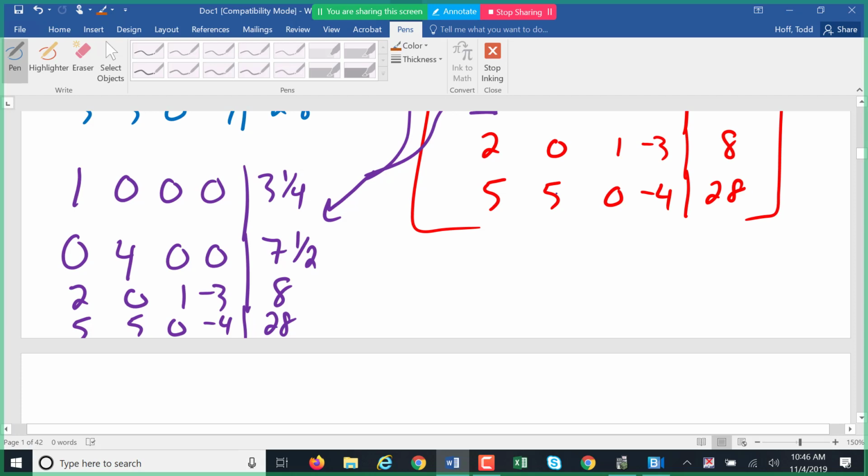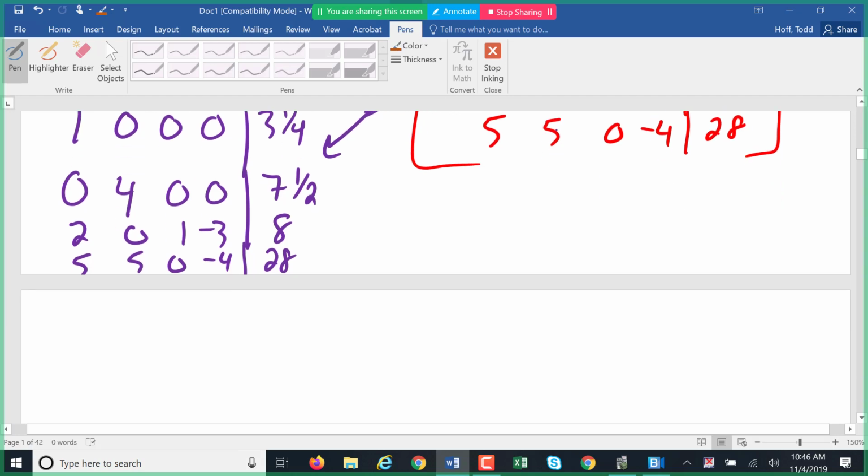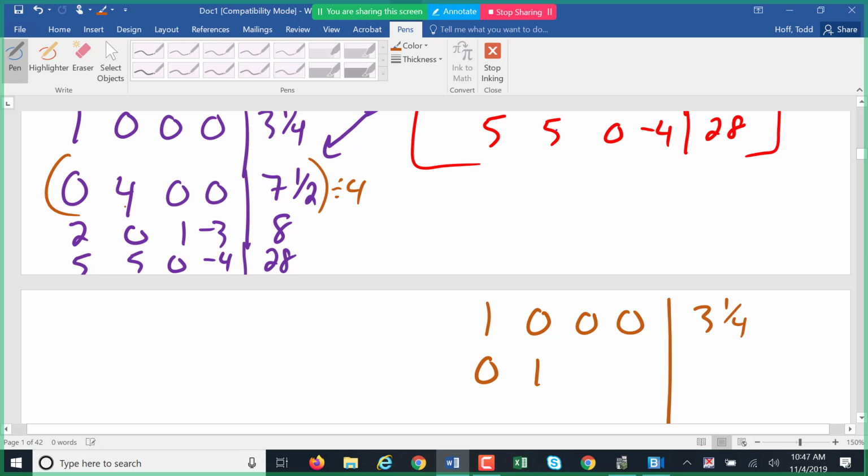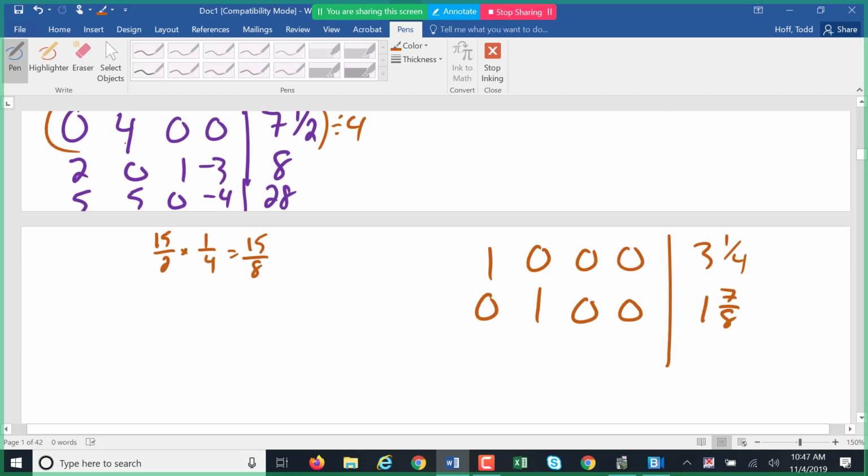Now that second row, I am going to divide by 4. So the top row is 1, 0, 0, 0, 3 1/4. That second row, dividing by 4, so 0, 4 divided by 4 is 1. 0, 0, 7 1/2 divided by 4. That is 15 over 2 times 1/4. Divided by 4 and multiplying by 1/4 are the same. Gives me 15 over 8, or 1 and 7/8. Oops, my numbers disappeared here. So that's 1 and 7/8. Notice that row is now complete. My bottom rows are going to stay as they were.